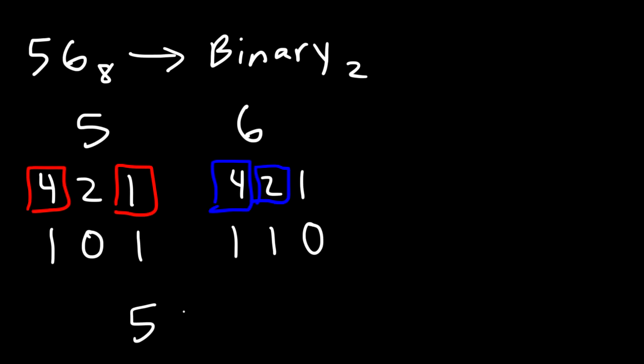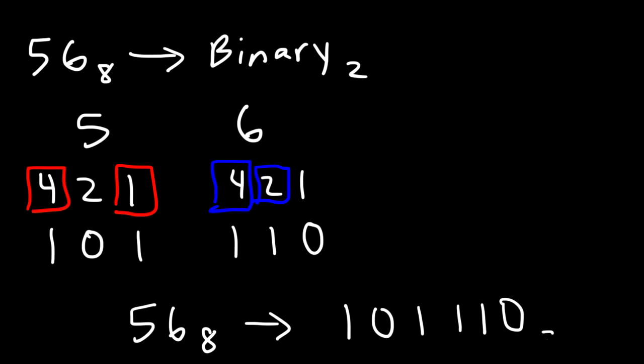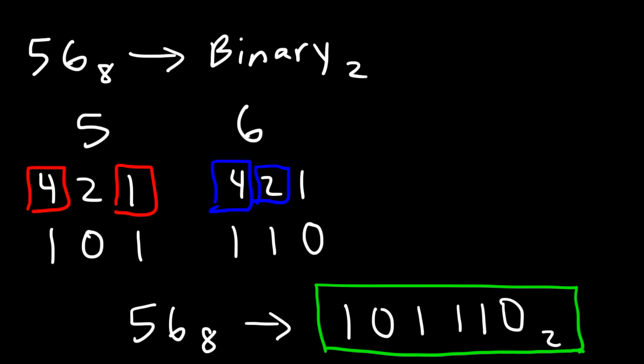So 56 in the octal system is equal to 101110 in the binary system. And so this is the final answer for this problem. And that's how you can convert a number in the octal system to a number in the binary system.